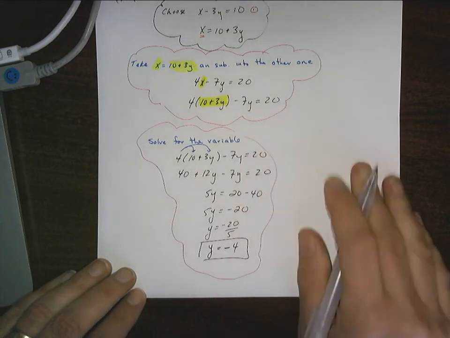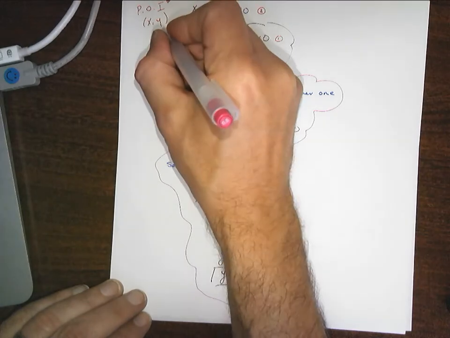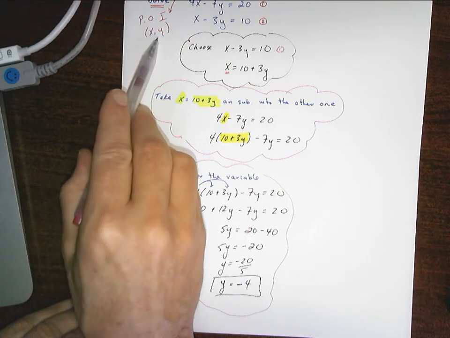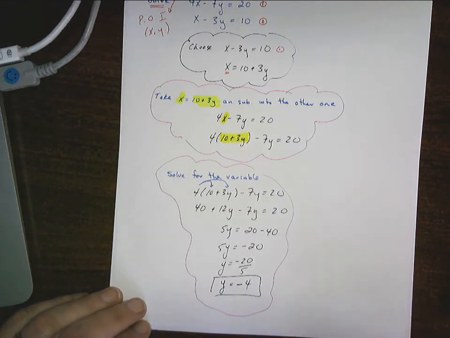Congratulations, ladies and gentlemen. You're halfway done. You know the y value. Remember, you want an x comma y. You now know the y value. The y value is negative 4. Awesome.